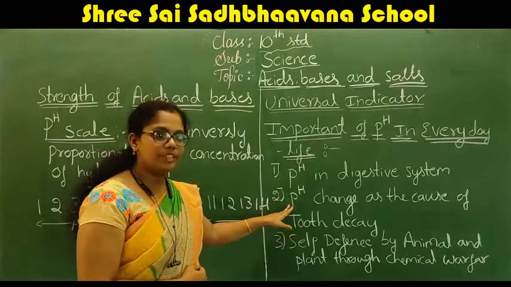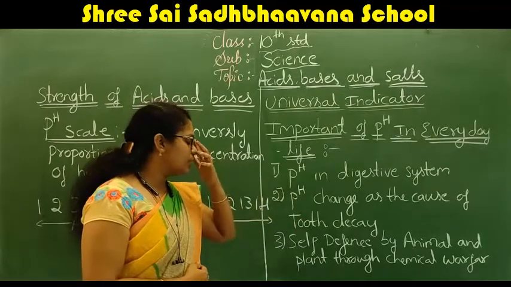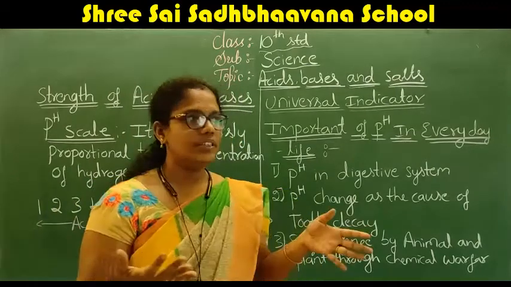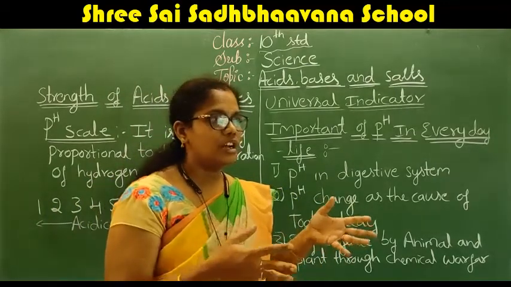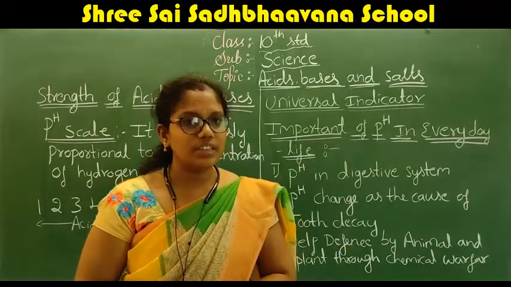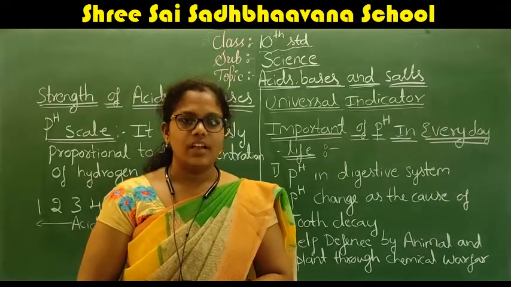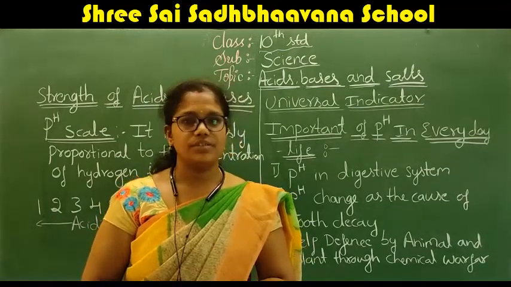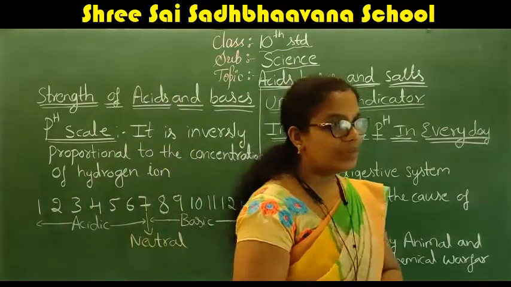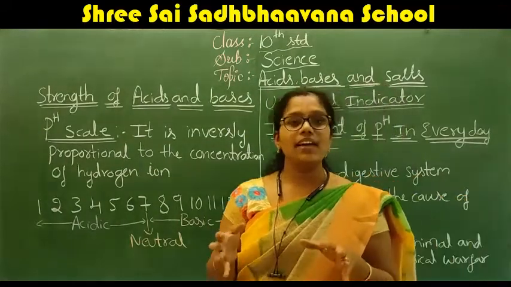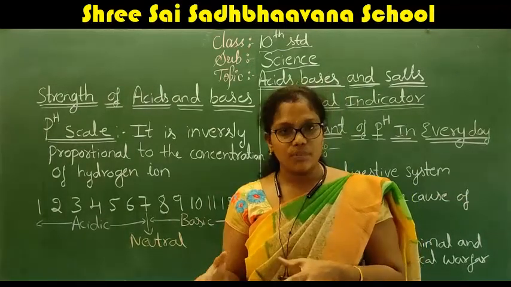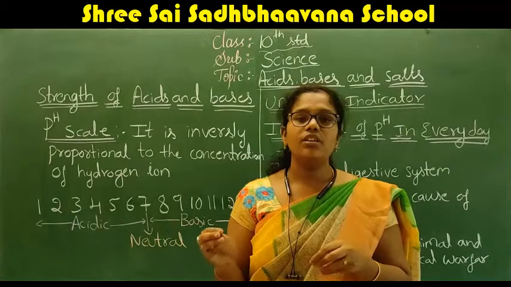The second important thing is pH changes as the cause of tooth decay. And another thing is there. If you are the kids of a farmer or any agricultural land is present near your home, they tell that we check the soil pH. Why do we check the soil pH? If the pH level in the soil increases, the growth of the crop and yield of the crop will not come properly.